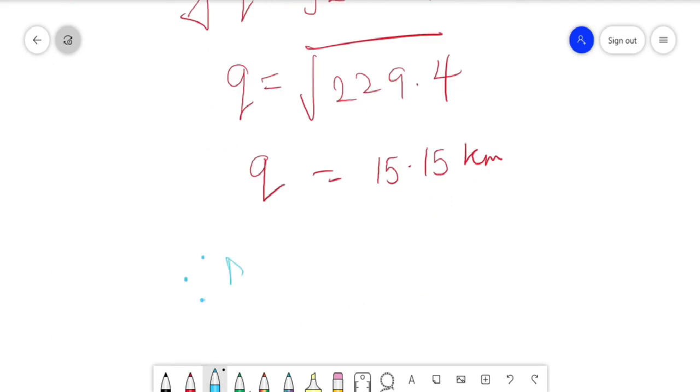Therefore, our distance P to R is equal to 15 kilometers.